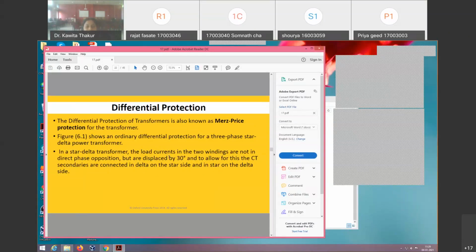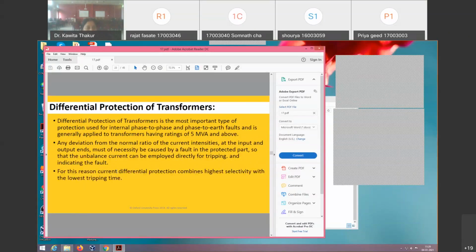In a star-delta transformer, the load currents in the two windings are not in direct phase opposition but are displaced by 30 degrees, and to allow for this, the CT secondaries are connected in delta on the star side and in star on the delta side. So that's why the connection is like that.